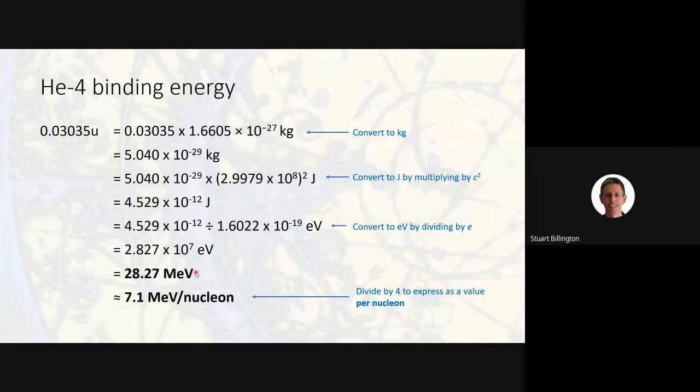So helium-4 has 4 nucleons, 2 protons, 2 neutrons. So what we just want to do there is divide by 4, and that'll give us an averaged out binding energy per nucleon. This is kind of like the energy that each nucleon lost when it became part of the whole. So each of the 4 nucleons in helium-4 each gave away 7.1 MeV when they joined the helium-4 nucleus. And now it's an interesting thing to ask, does that vary between different nucleons, different nuclei?